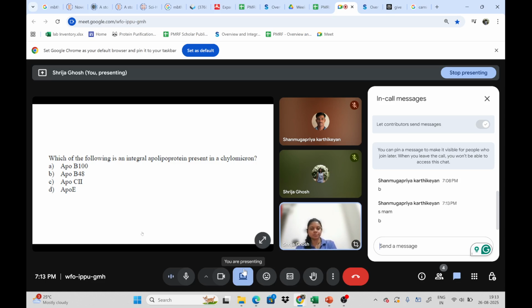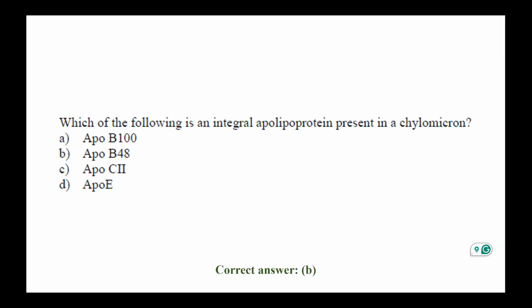You're saying option B, that is ApoB48. That is the correct answer. So ApoB48 is the integral apolipoprotein. All the lipoproteins have an integral protein. By the name itself you understand, lipoproteins comprise lipids and proteins. So all the lipoproteins have some integral apolipoproteins or apoproteins and some peripheral apoproteins. The integral ones are always present, they are like the markers.